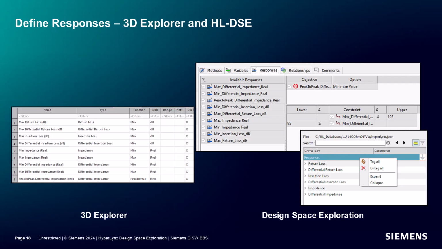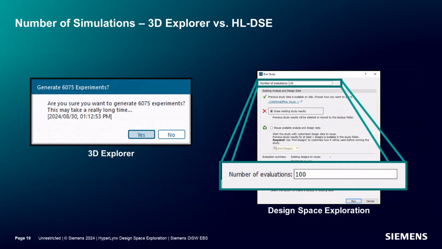Now let's see what happens if we try to run these experiments from each tool. 3D Explorer is showing over 6,000 experiments, and luckily it's letting us know that this will take a really long time before we actually start running any simulations. It could actually take us days or even weeks to run.